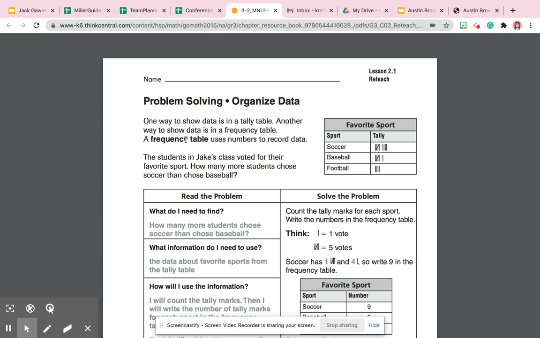I'm here to help talk you through lesson 2.1. This is extra practice about problem solving and organizing data. So let's read through this together.